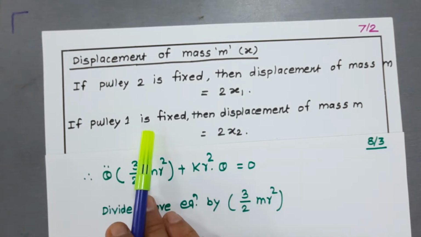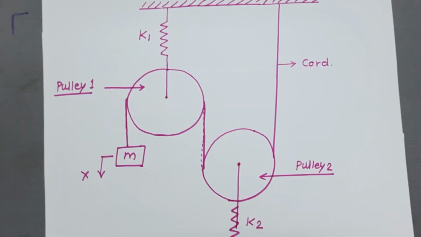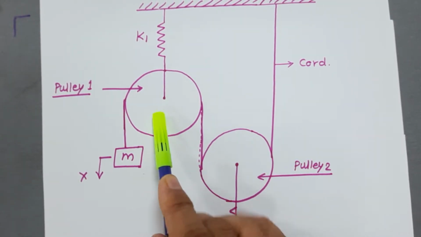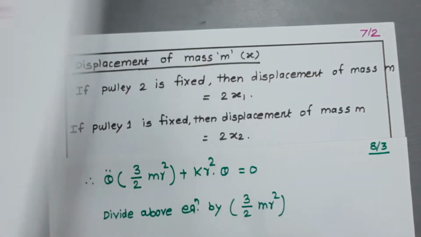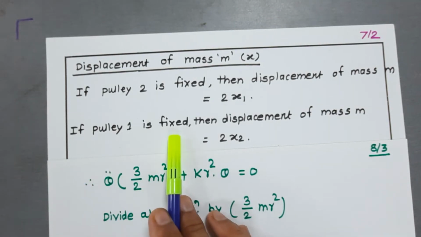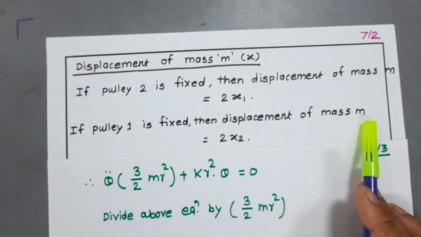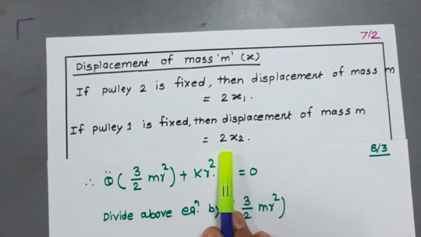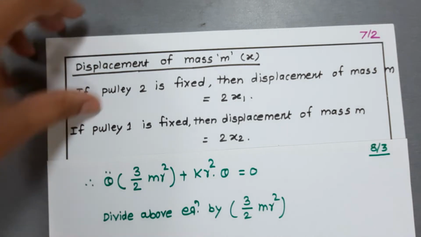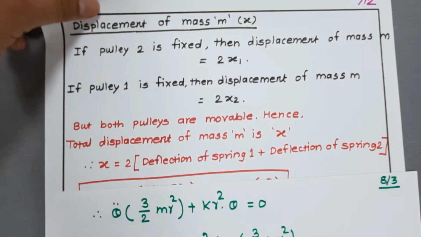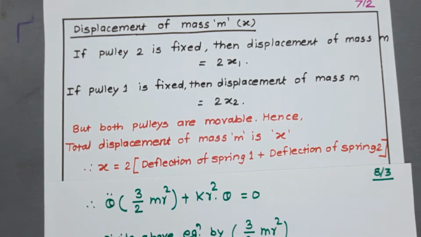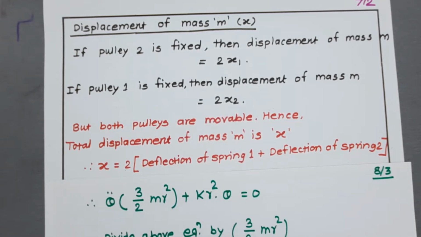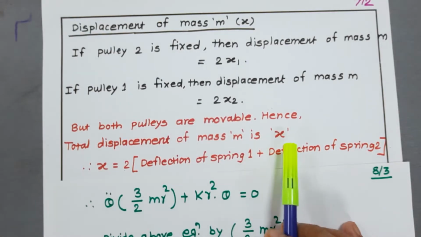Similarly, if pulley 1 is fixed, observe here, then pulley 2 is movable. So the displacement of pulley 2 is given by X2. So if pulley 1 is fixed, then the displacement of mass M is given by 2 into X2. So further, both the pulleys are movable. Hence, the total displacement of mass M is given by X.